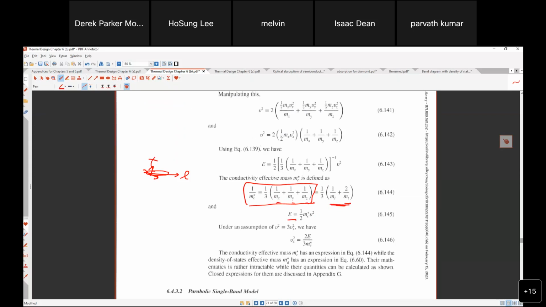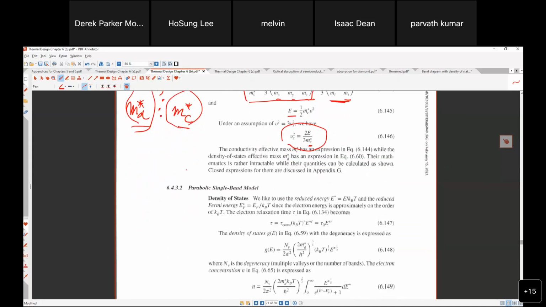So anyhow, the energy and velocity we can relate in terms of the conductivity effective mass. The question is the relationship between the conductivity effective mass and the density of state effective mass. This is so important. The relationship between the density of state effective mass and the conductivity effective mass is the question. That is questionable. We had difficulty relating these, but definitely there are two definitions.